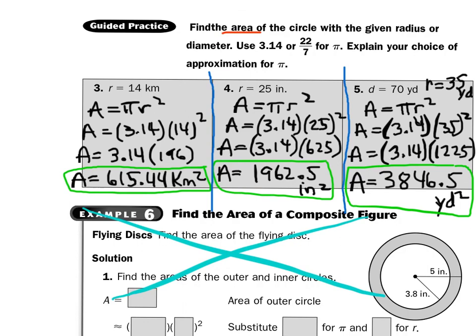Okay, so for this movie clue, I want you to write right here next to example 6, I want you to tell me that the area is always inside the circle. The circumference always goes around the outside of the circle. Okay, write it right there.